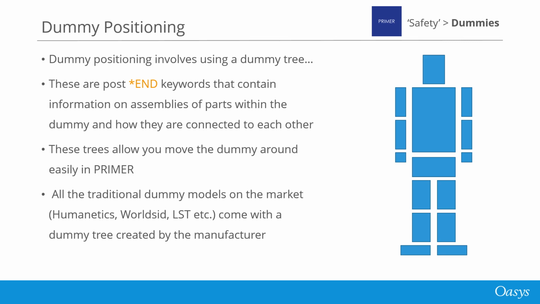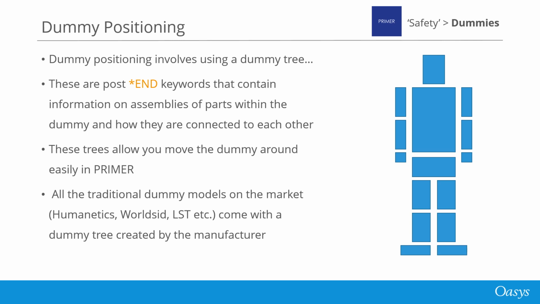Before getting into pre-simulation analyses, I want to talk a little bit about dummy positioning and dummy trees. So dummy positioning involves using a dummy tree. So what is a dummy tree? A dummy tree is simply a collection of ordinary nodes, elements, materials, etc., but with the extra property that a star dummy definition has been created for it.